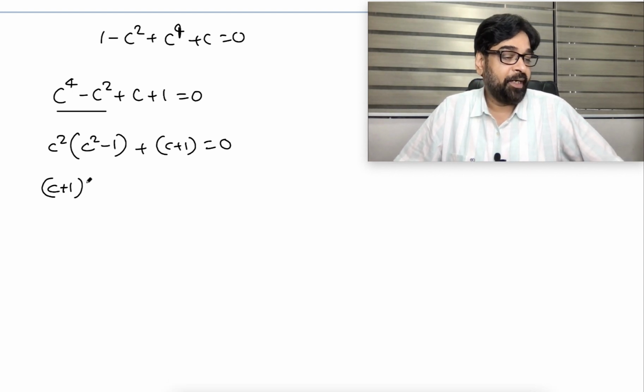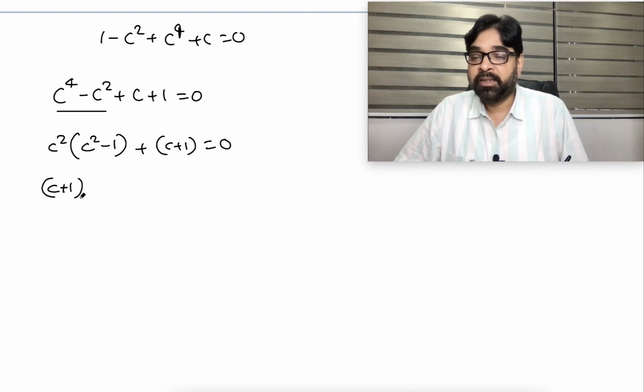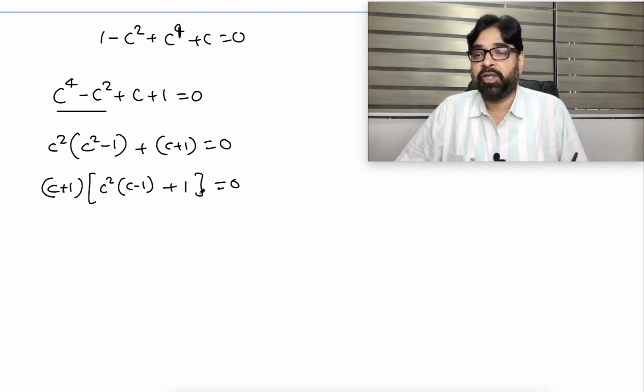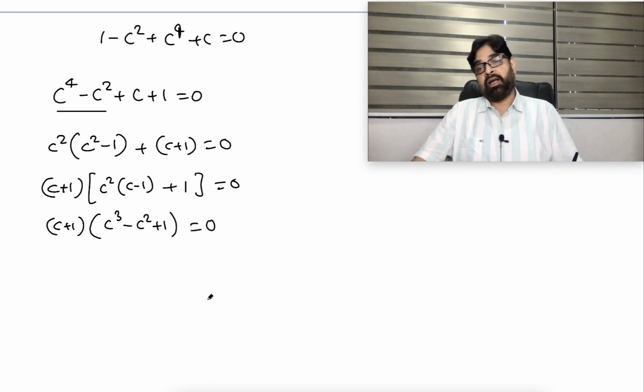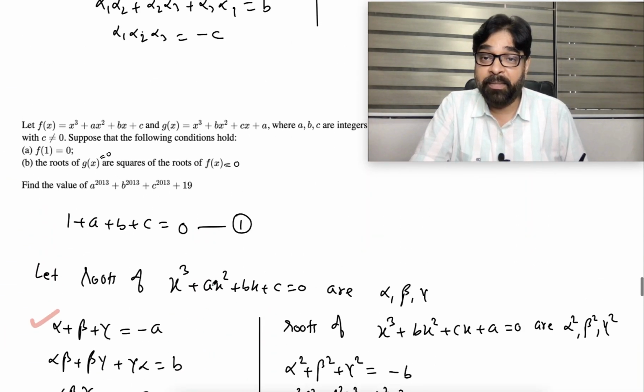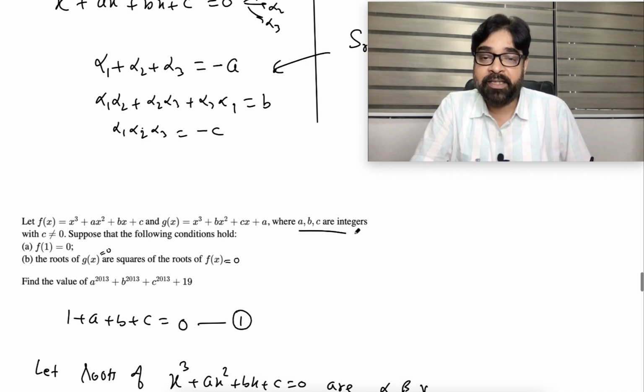So we will be getting c square into c minus 1, plus 1 equal to 0. So c plus 1 into c cube minus c square plus 1 equal to 0. Be clear, they already mentioned in the question that a, b, c are integers.